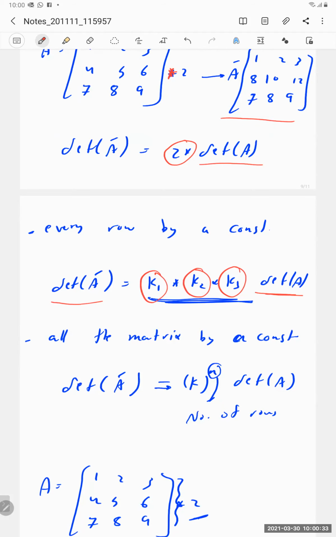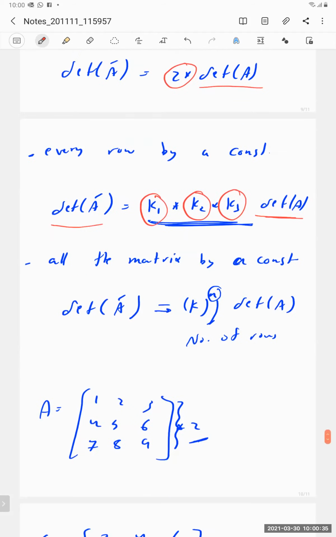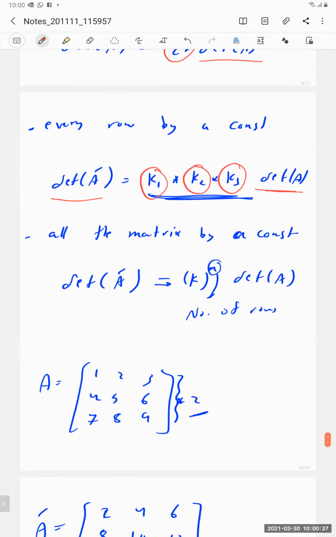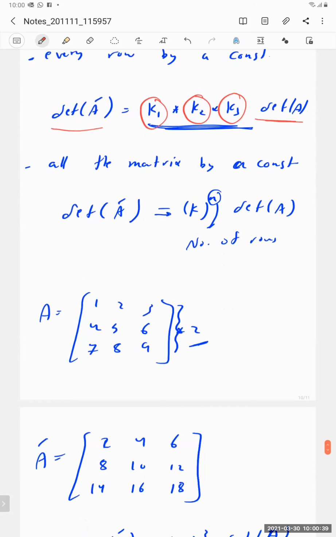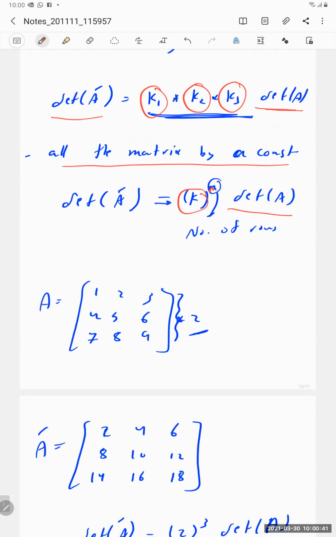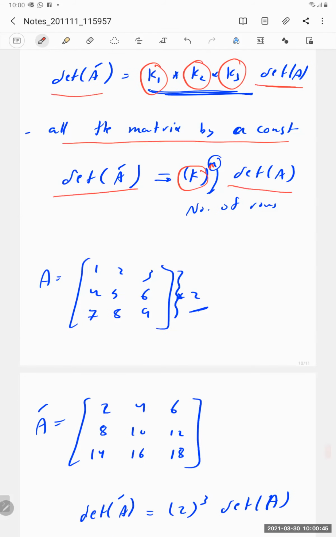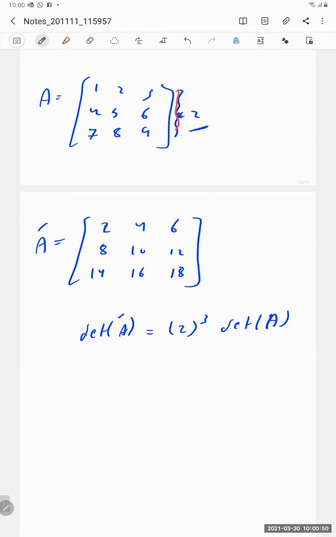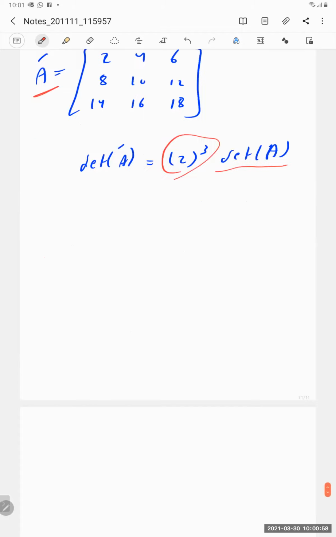إذا ضربنا all the matrix by constant راح يكون whatever K to the power n اللي هو عدد الروز times determinant لل A الأصلية بيعطينا determinant لل A prime like this one. لو ضربنا كل الماتريكس times 2 راح يطلع عندك ال A prime determinant لها 2 to the power 3 times determinant لل A الأصلية.